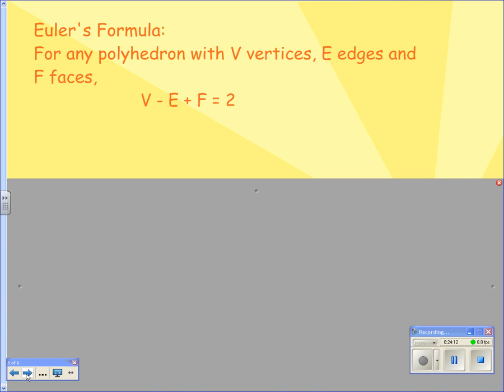Euler's formula. This is the formula that relates edges, vertices, and faces. V stands for vertice, E stands for edges, and F stands for faces. Makes sense, right? V minus E plus F equals 2. This is true for any polyhedron, so not for a sphere, cone, or cylinder. Polyhedrons.